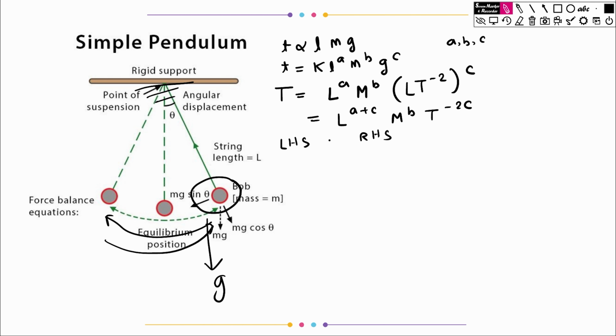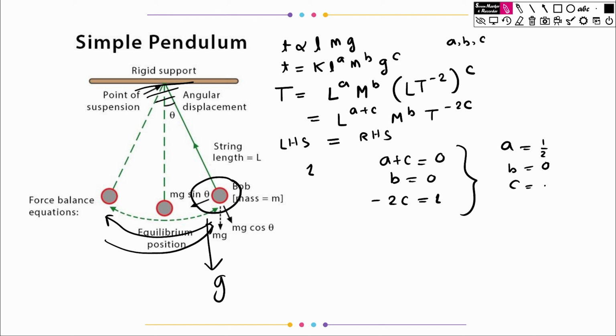Now we know that left hand side should be equal to right hand side. Now left hand side time has exponent of 1. Therefore balancing, we can write a plus c is equal to 0, b is equal to 0, and minus 2c is equal to 1. Rearranging, we can find that a is equal to half, b is equal to 0, and c is equal to minus half.